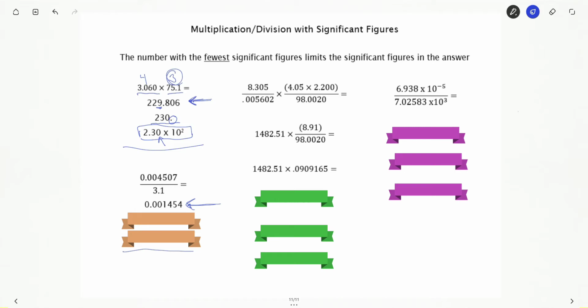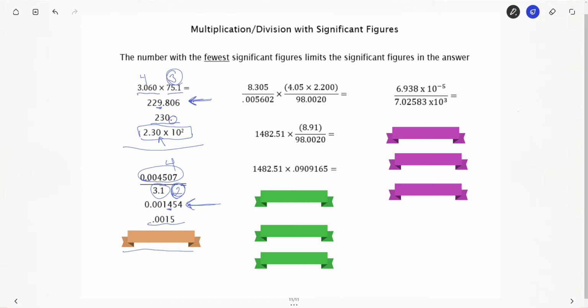So let's count up how many sig figs each of my numbers in the problem had. If I take a look at my first number here, I see I have 4 sig figs. And this number here, I have 2 sig figs. So for my second example, my 3.1 with 2 sig figs is going to limit me. That means I need 2 sig figs. I need to round to this place here. So that would round up to 0.0015.